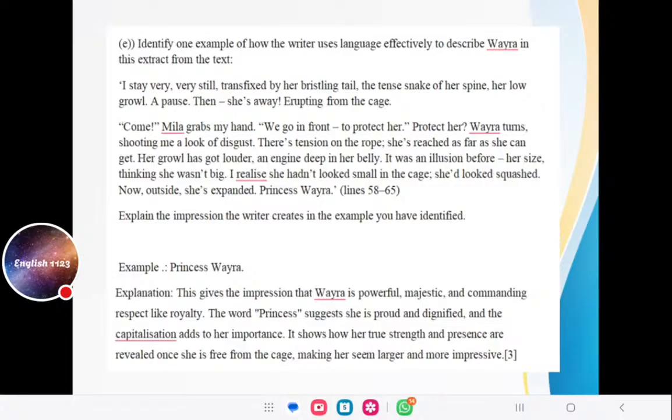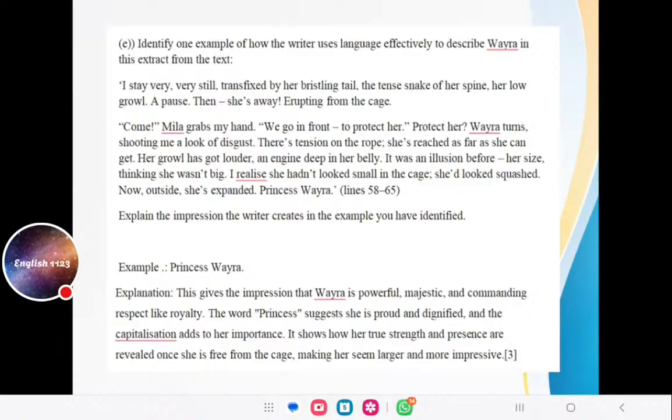This gives the impression that Vera is powerful, majestic and commanding respect like royalty, like a king or a queen or a princess. The word princess suggests that she is proud and dignified, and the capitalization adds to her importance. He has written the word princess with a capital P. That tells us that this is more important. It is adding importance to this. So you are going to see the words, you are going to analyze them, and then you are going to write them, and it is all about explaining the words.